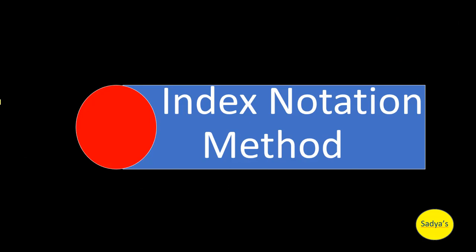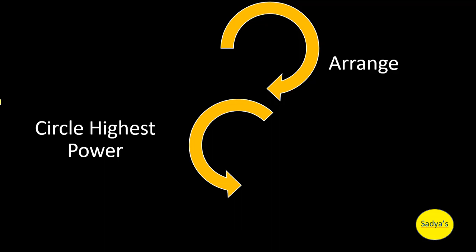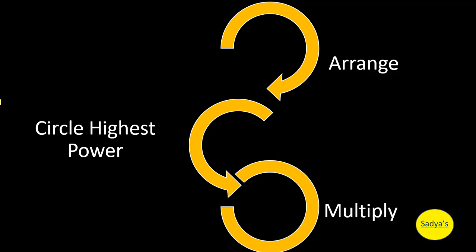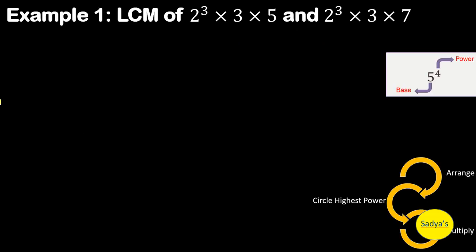Let's look at the index notation method. In this method, we arrange the numbers, we circle the highest power, and we multiply. Let's take an in-depth look at this method with the help of an example.